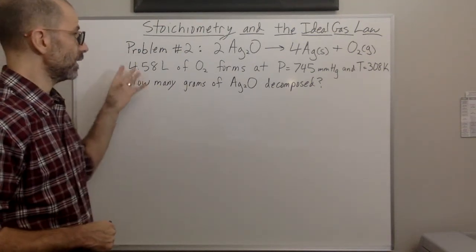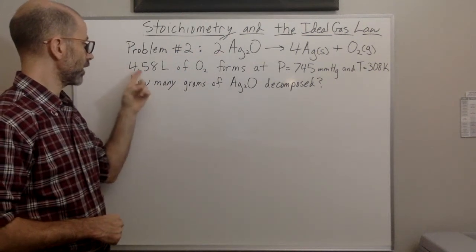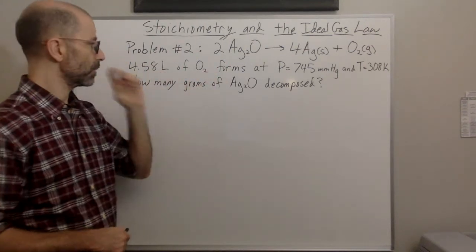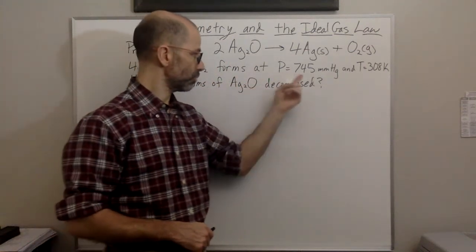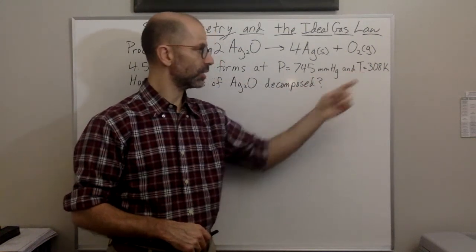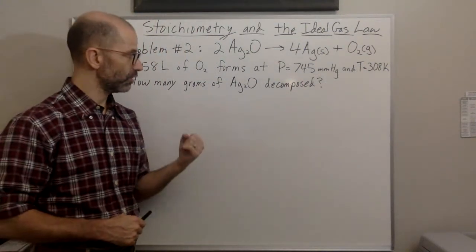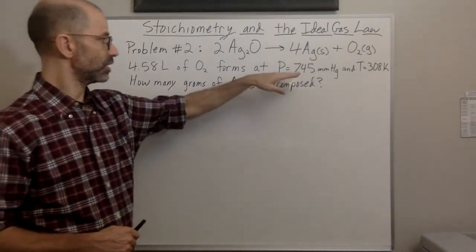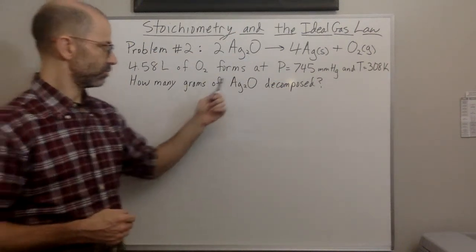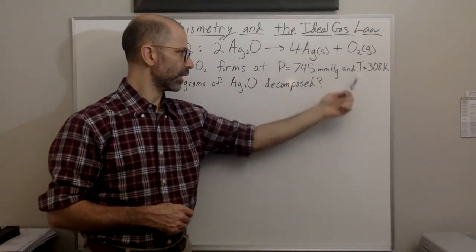So here we have our balanced equation. They're telling us that 4.58 liters of oxygen forms at a pressure of 745 millimeters of mercury and a temperature of 308 Kelvin. So they're giving us the conditions for gases, and we're going to use this for the ideal gas law.